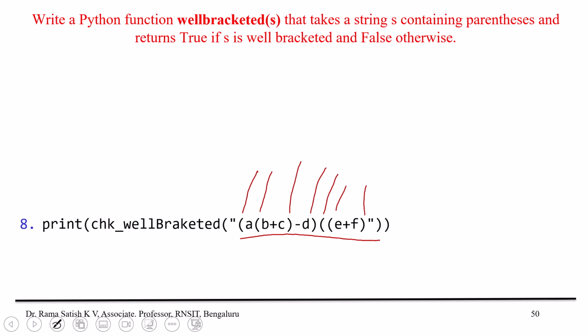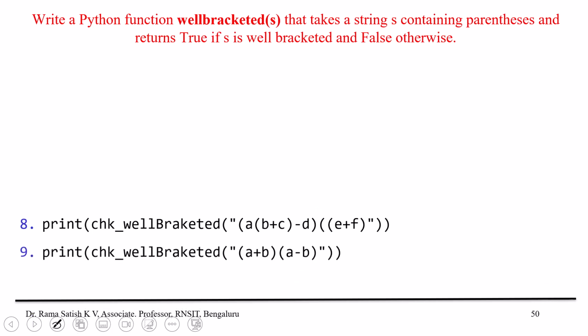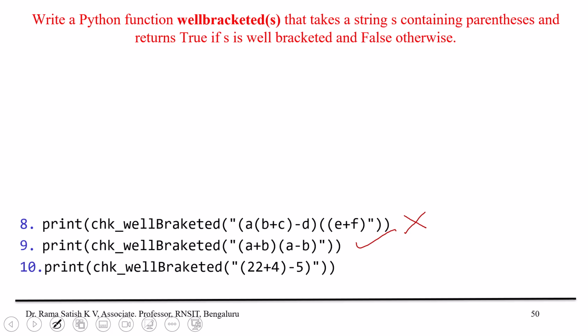You see, this is an extra additional, so it is not well bracketed. Correct. Look at the next one. A plus B into A minus B: well bracketed? Yes, this is correct. This is no. Then this one, no. Third one. Look at here within the string. This is open bracket, close bracket. Again, there is an open bracket, a close bracket. This is no.